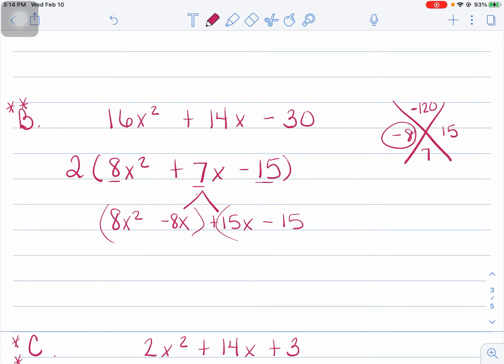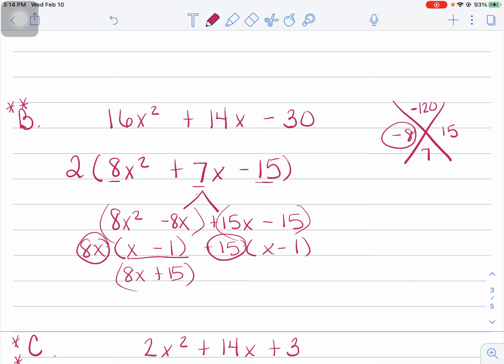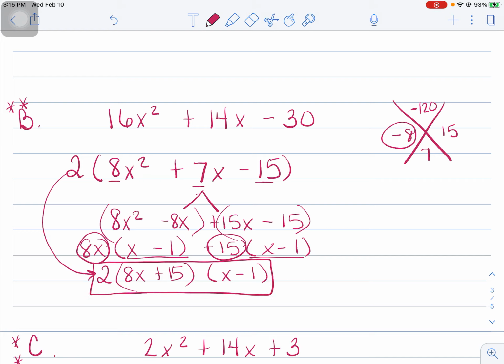So now I'm going to factor by grouping. What can I pull out? An 8x. I end up with x minus 1. I can pull out a 15, and I have x minus 1. So now I put my coefficients together: 8x plus 15 in one binomial, and then these are common factor binomials, x minus 1, and then I cannot forget my 2 and bring him down. So my final answer is this.